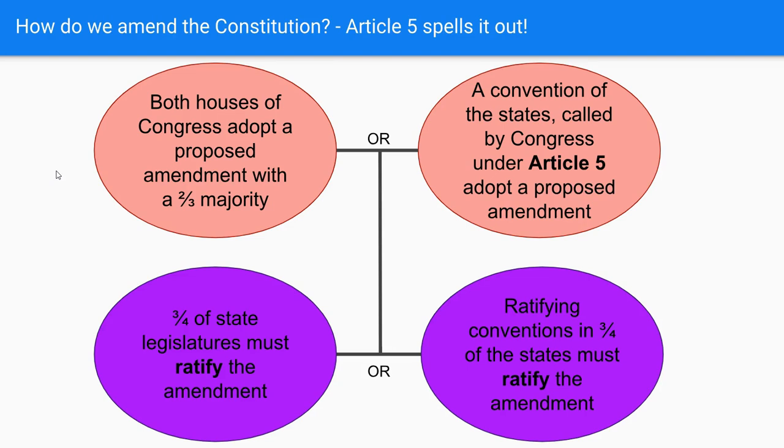There's also the other method where Congress can call a convention of the states, and they could propose an amendment. And then another method of ratification is that conventions could be called, and in 3/4 of the states, if those conventions approve the amendment, it would be ratified. One thing to be aware of here is you can see federalism in action.